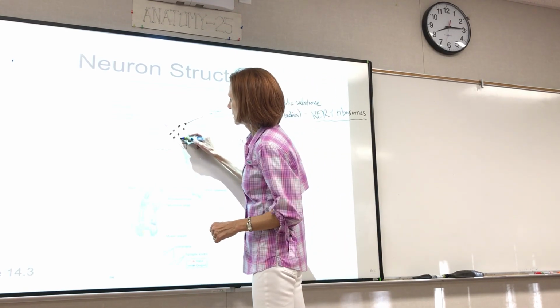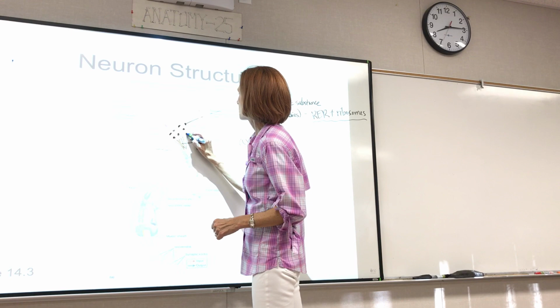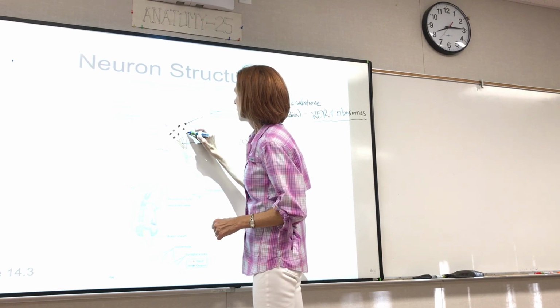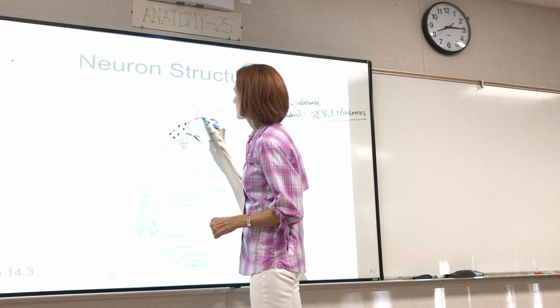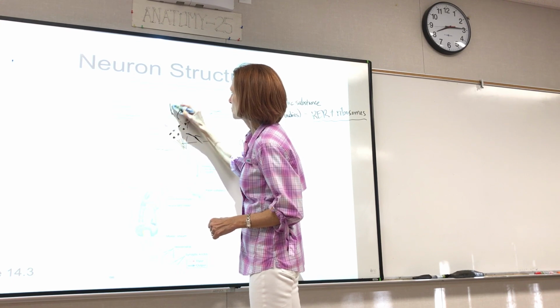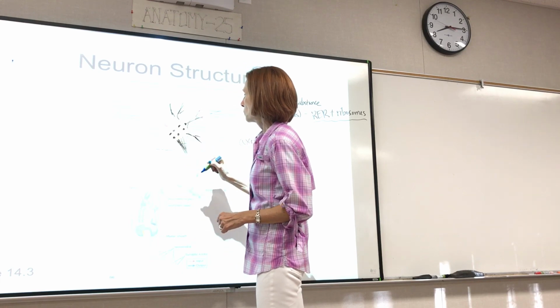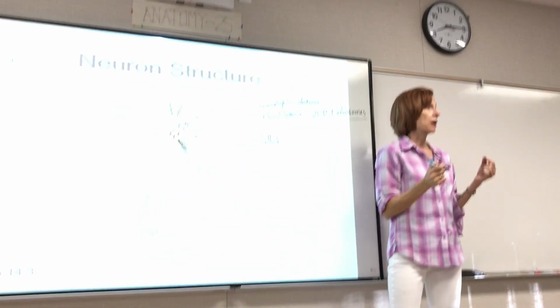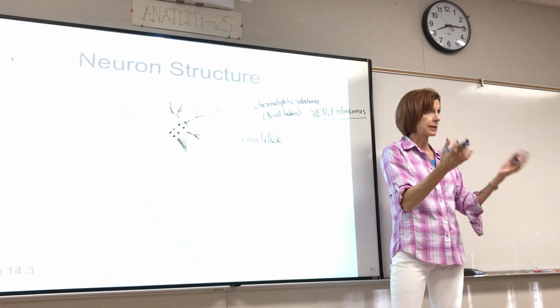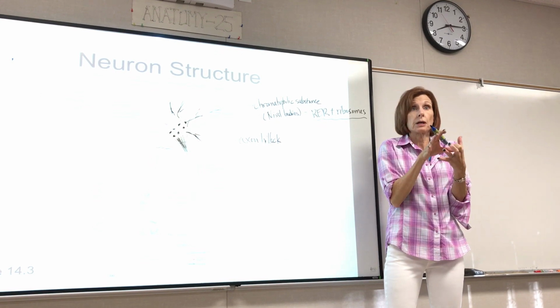There's these kind of fine lines. You'll see these fine lines that come out from the cell body and go into all the dendrites and down into the axon. And what these are is actually part of the cytoskeleton. You guys know the cytoskeleton holds the shape of the cell.